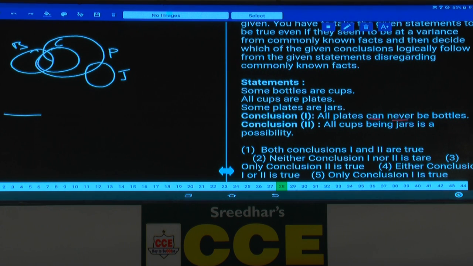Can never be. How to represent this can never be? All these plates or bottles is not a possibility. Clear now? Then all cups are jars is a possibility. Both these two are possibilities.